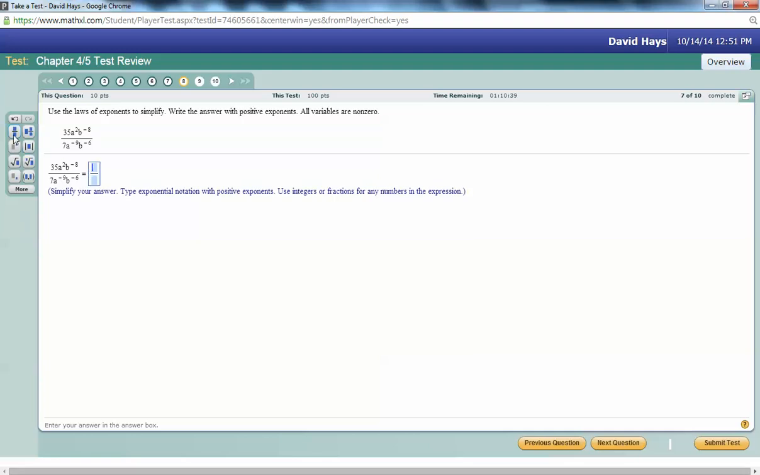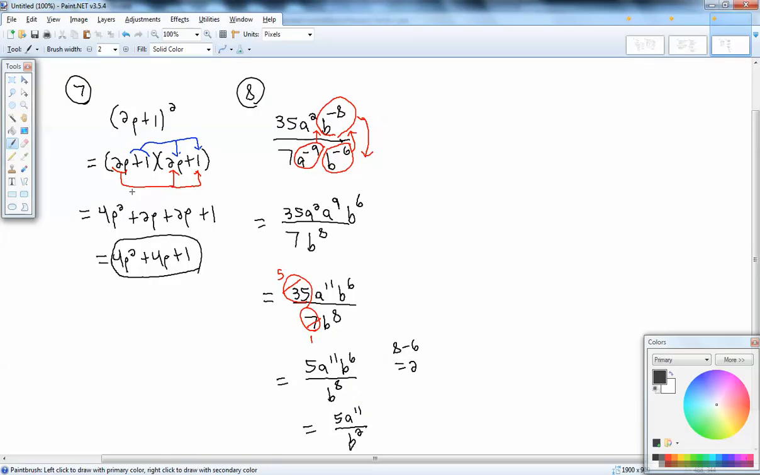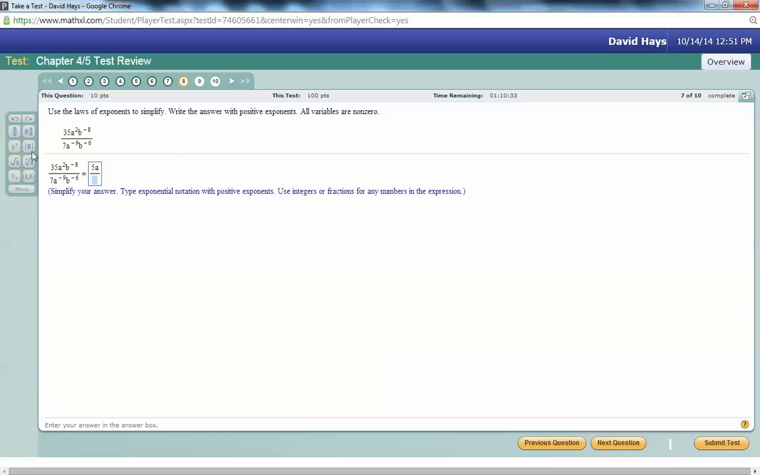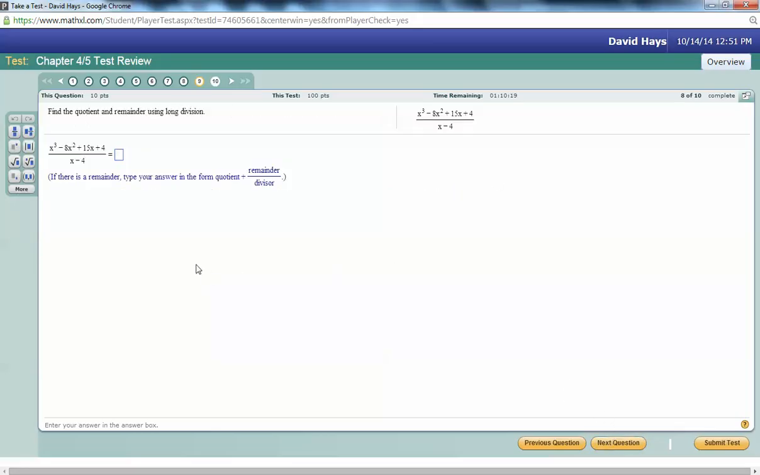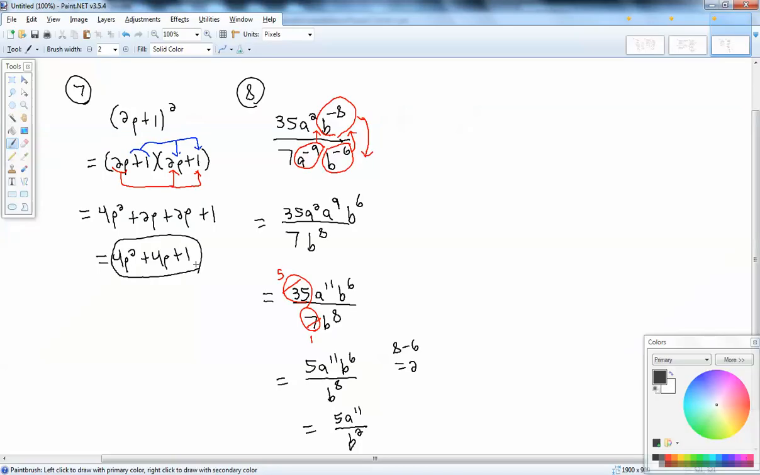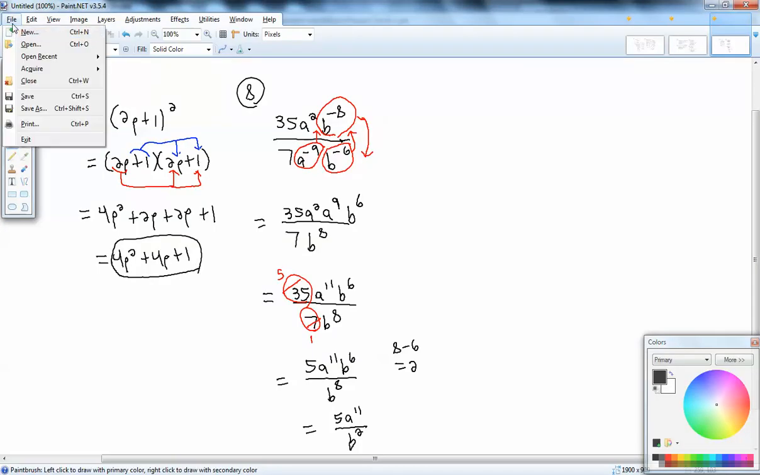Okay, fraction 5a to the 11th over b squared. And next question. This tells us to use long division. Let me start a new page.